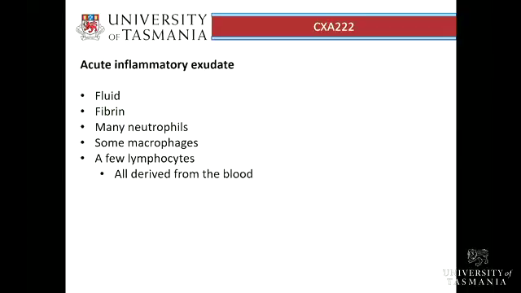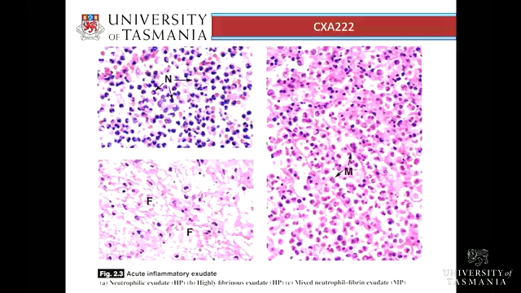So in the exudate, which is what moves out of the blood vessel, we've got fluid, fibrin, many neutrophils, some macrophages, and a few lymphocytes. They're all derived from the blood. This is what we see. So these are what neutrophils look like, the polymorphs.